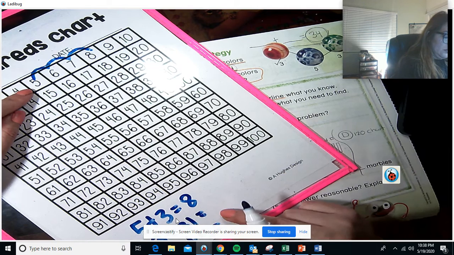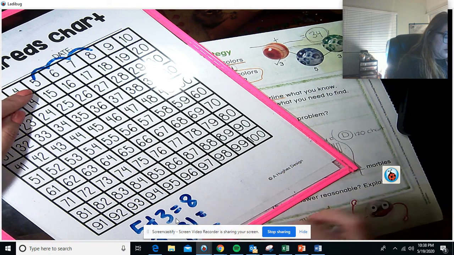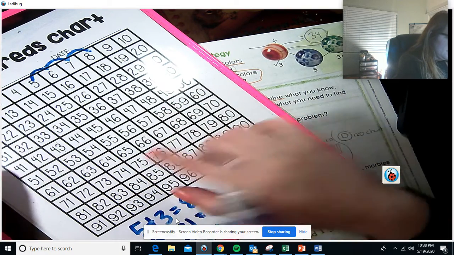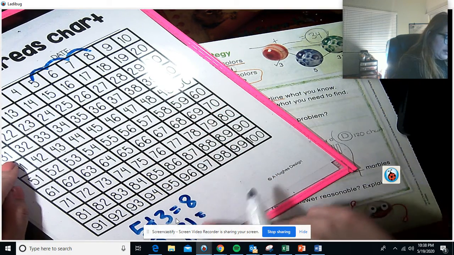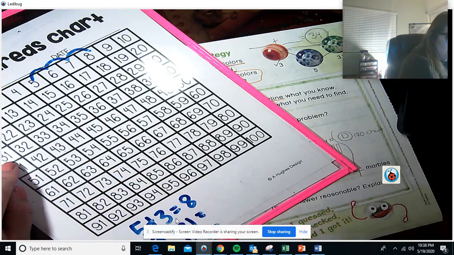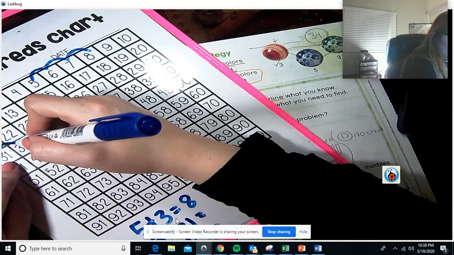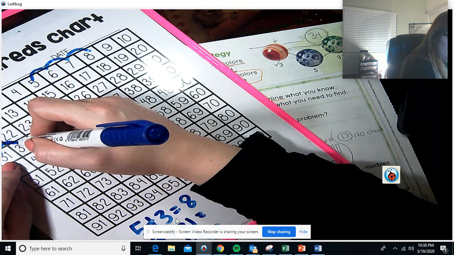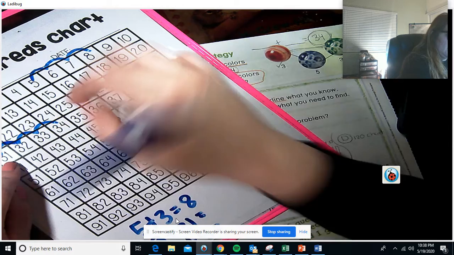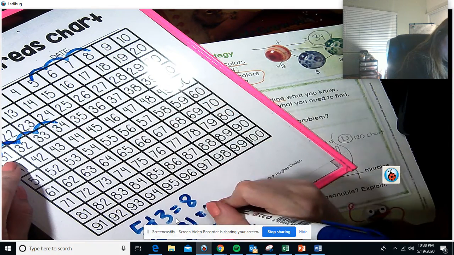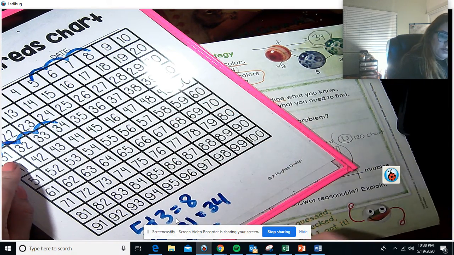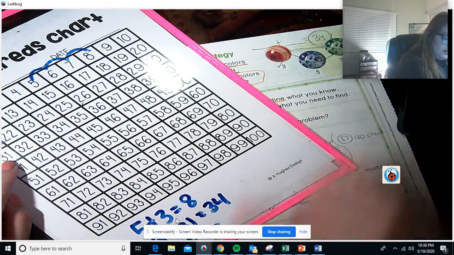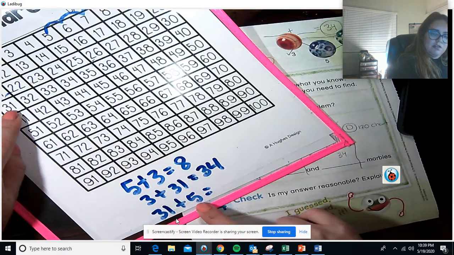No. Then I'm going to do 31 plus 3. I'm going to start with a bigger number. So I'm going to find 31. And then I'm going to add 3 more. So 3 jumps. 31, 32. So that's 1, 2, 3. That equals 34, or 31 plus 5. So now I'm going to do 31, and I'm going to make 5 jumps.